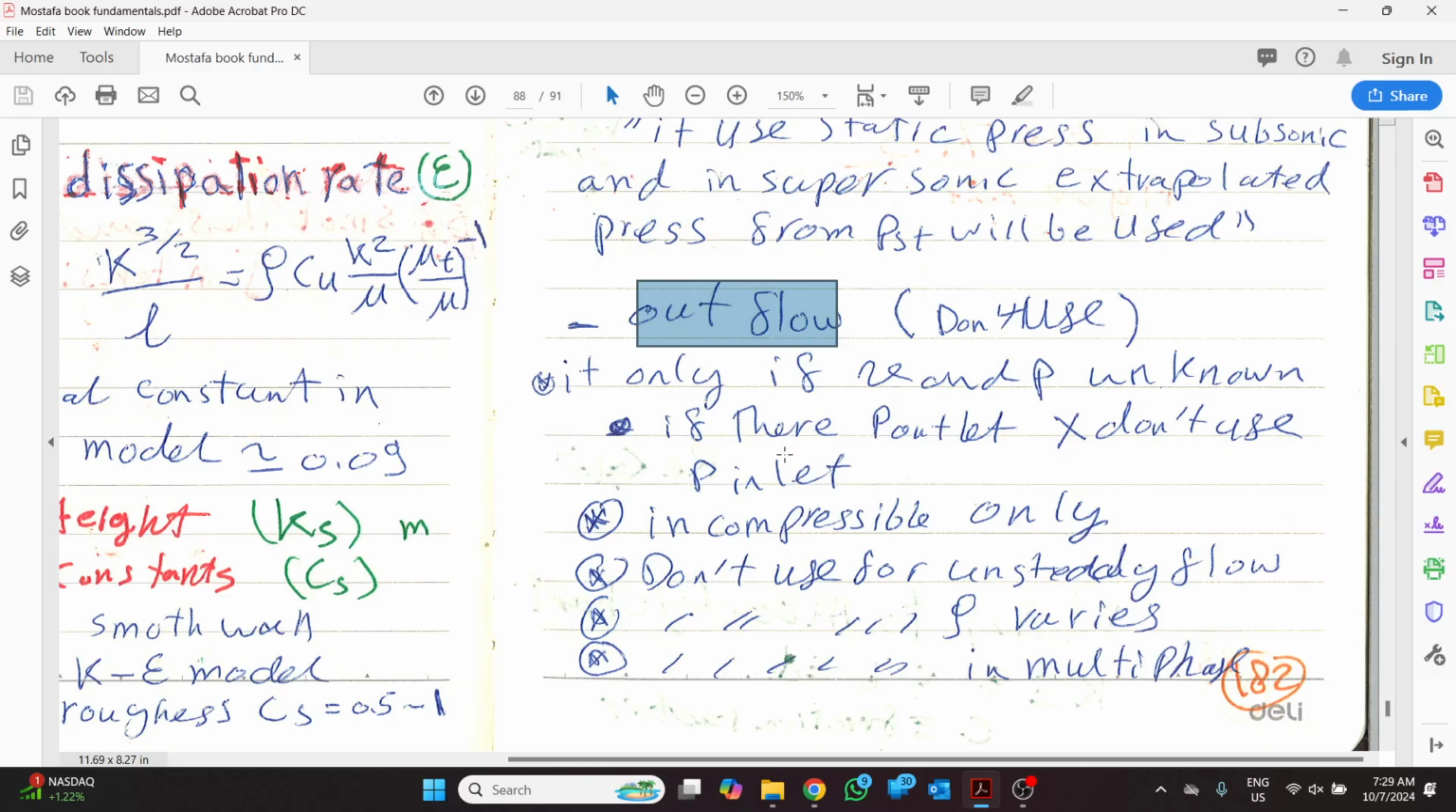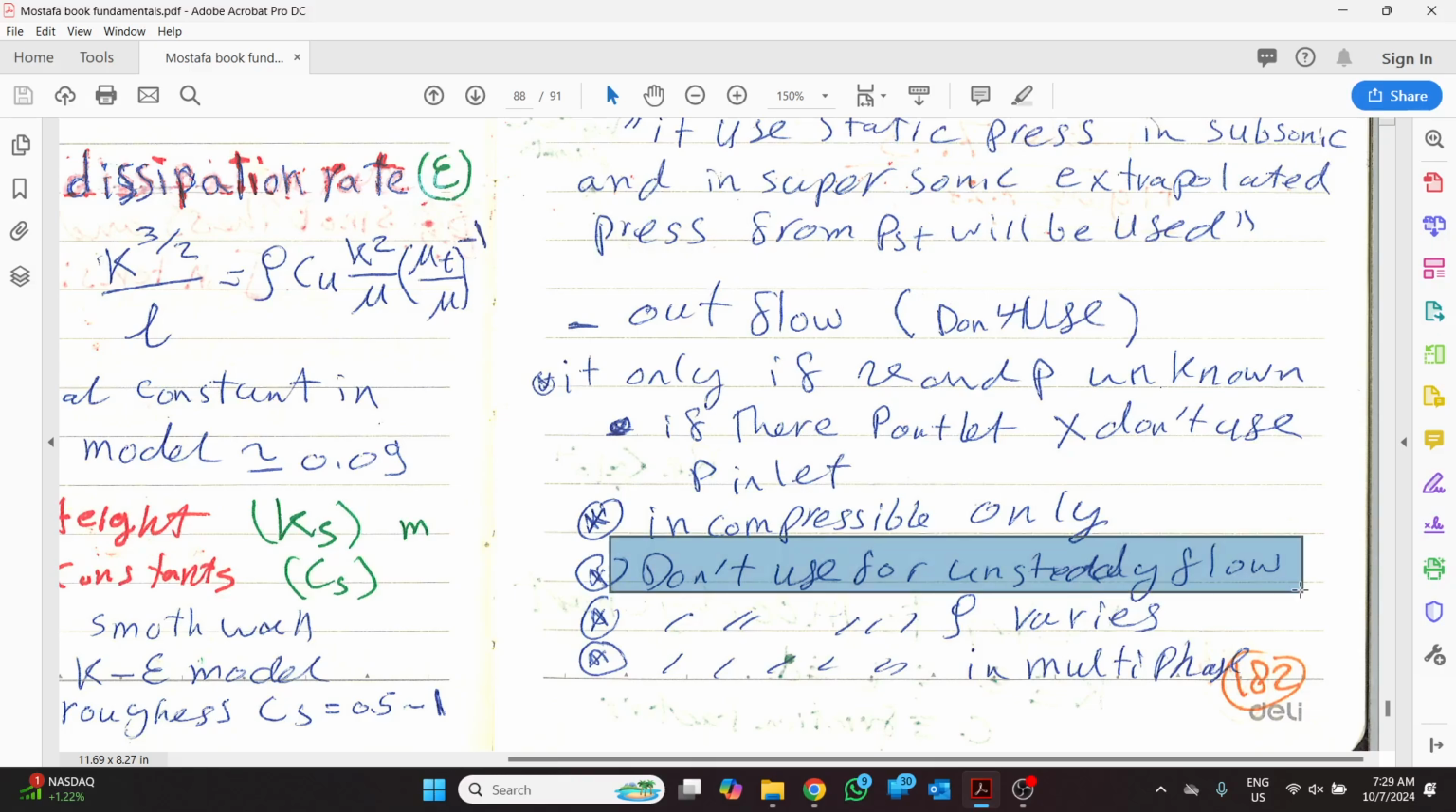Also, it is for incompressible flow only. If it is compressible flow, forget it, because you're defining based on mass and pressure is changing. Don't use it for unsteady flow either, because in unsteady flow we know the pressure and the velocities change rapidly, so you cannot define it.